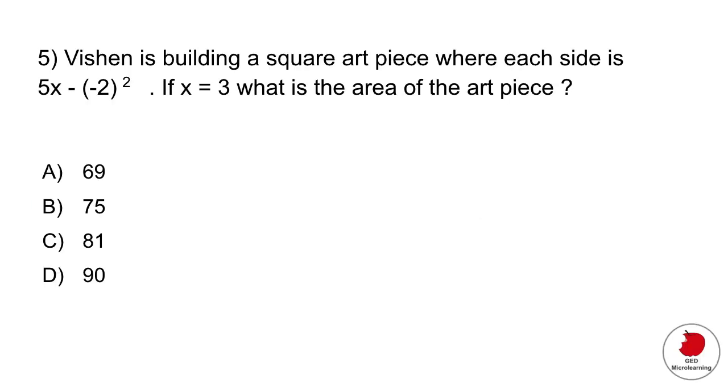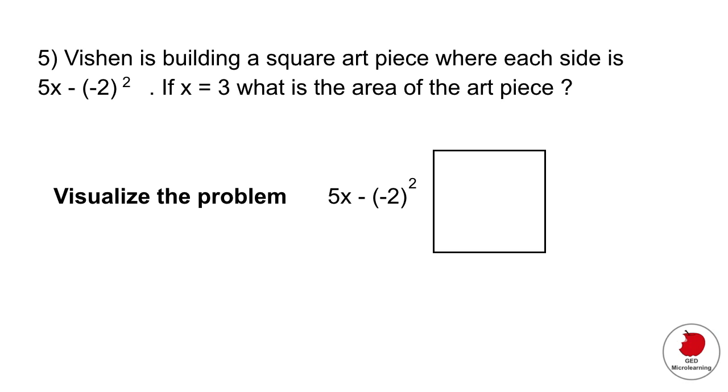Question 5. Okay, so it says Vishen is building a square art piece where each side is 5x minus 2 squared. If x is equal to 3, what is the area of the art piece? Okay, so this is what they're asking you, right? They're asking you what is the area of this square piece.